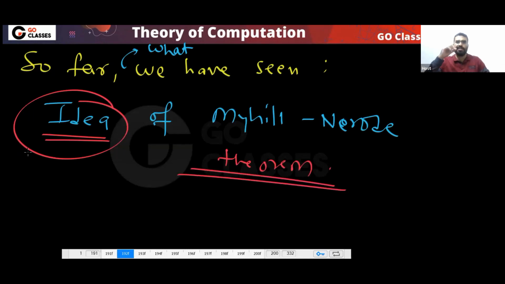Because using the Myhill-Nerode theorem, you can prove regular also, you can prove non-regular also. Both of them you can prove. So the Myhill-Nerode theorem is better than the pumping lemma. We have seen the pumping lemma. Using the pumping lemma, you can prove non-regular, but you cannot prove that a language is regular.